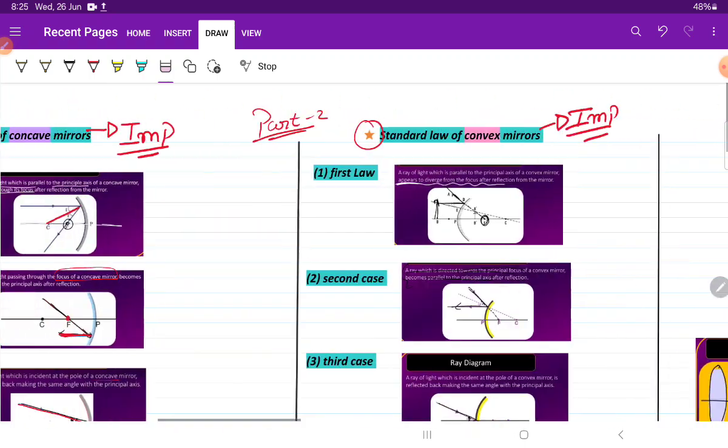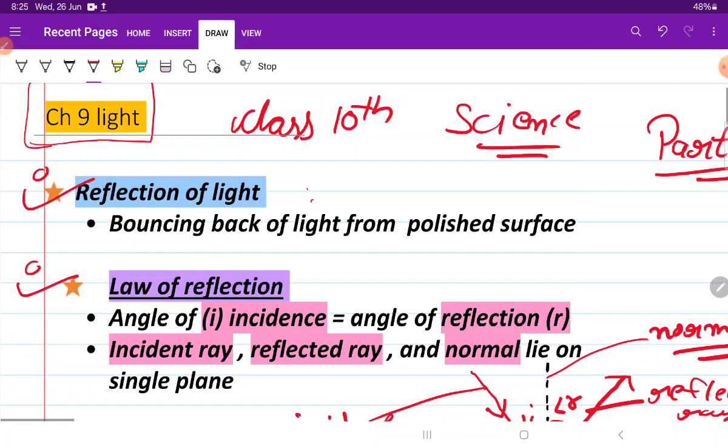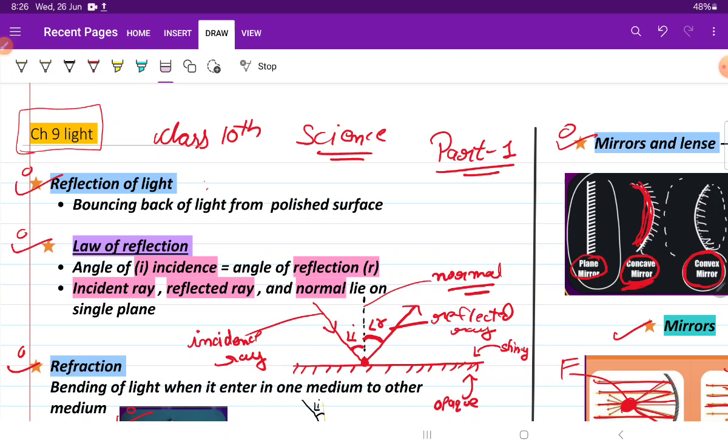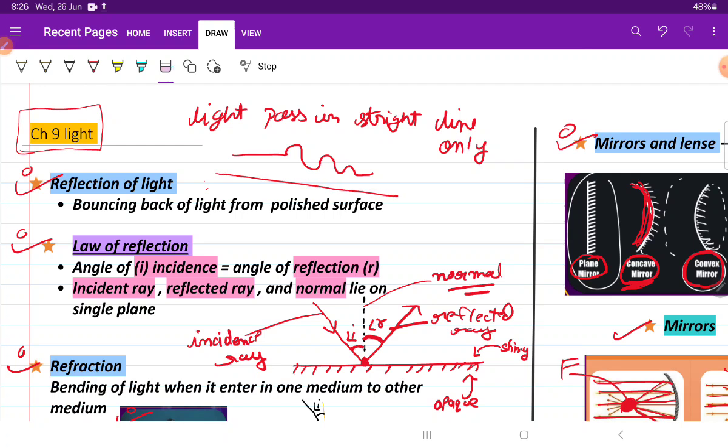Now let's start with our video on light. Let's start with our chapter, Light. First of all, let me know in the comment box what you mean by light. Yes, light is a ray. Light passes in a straight line only. It cannot move like this. Light will always be in a straight form. Light is a ray which is always in a straight form.